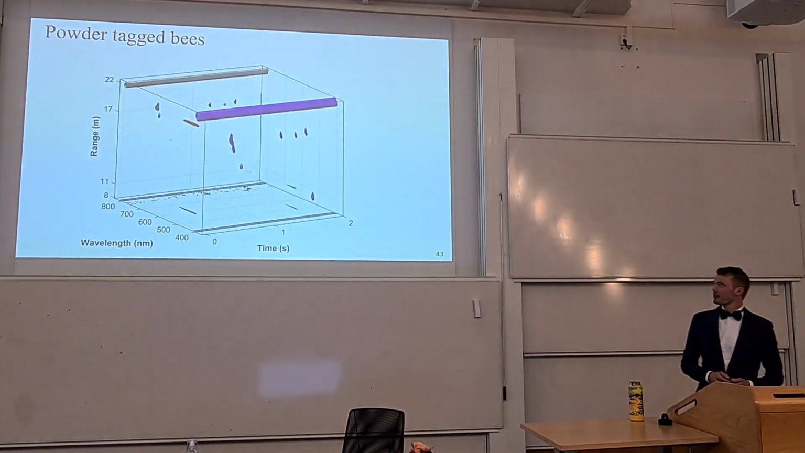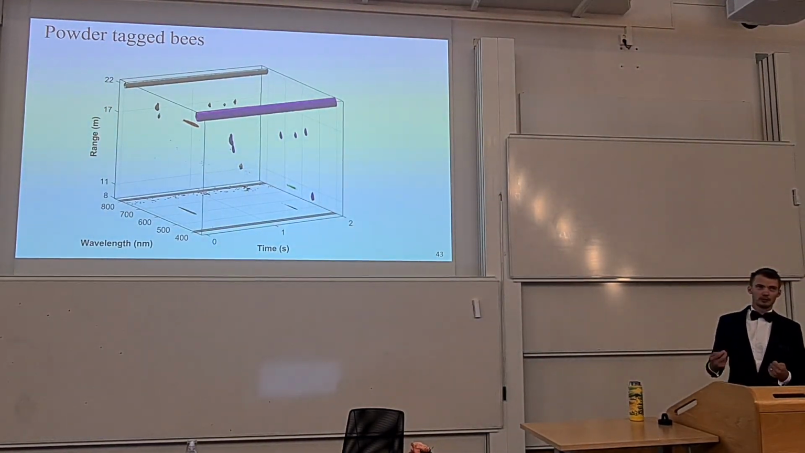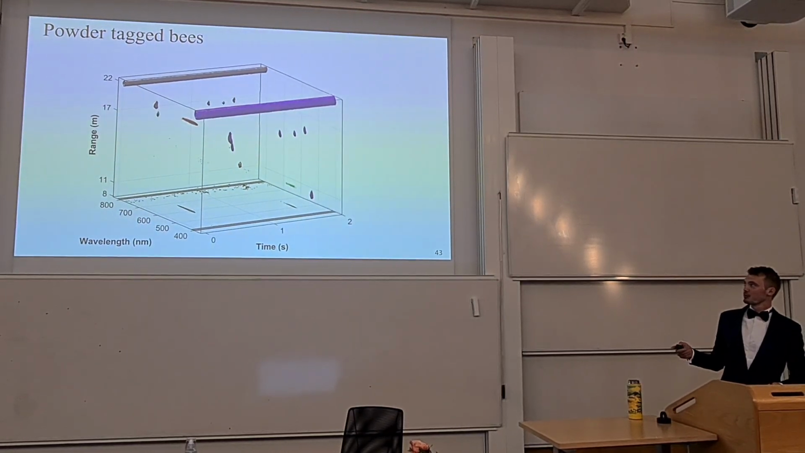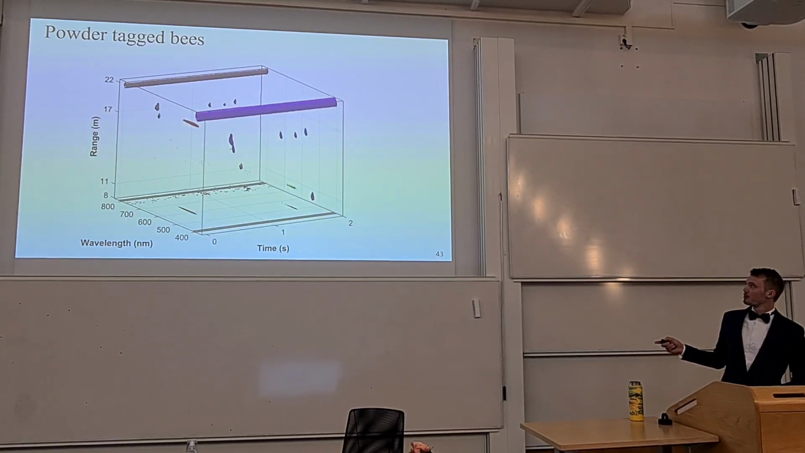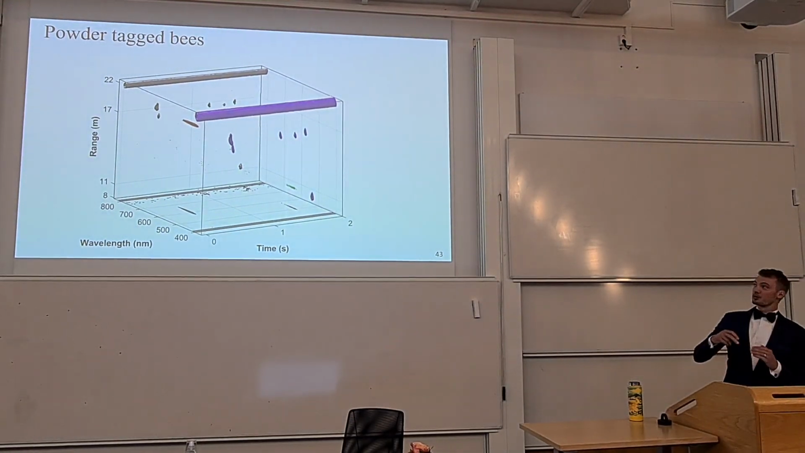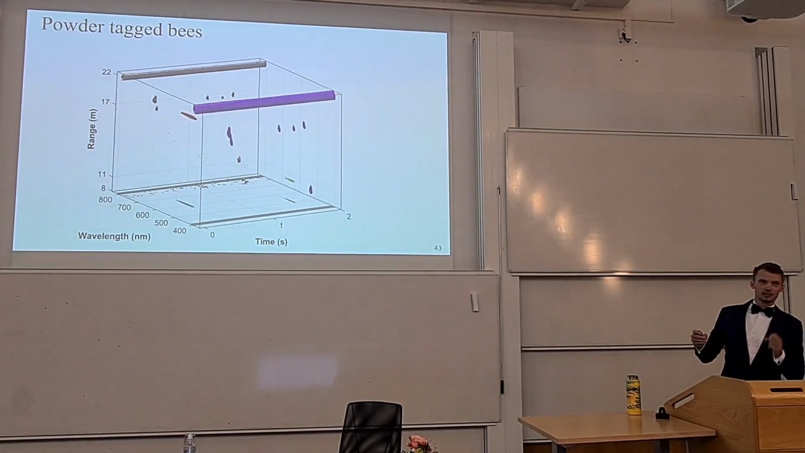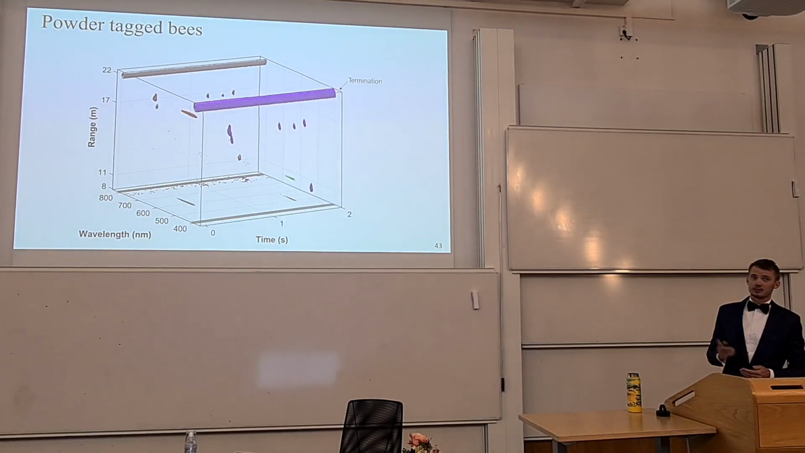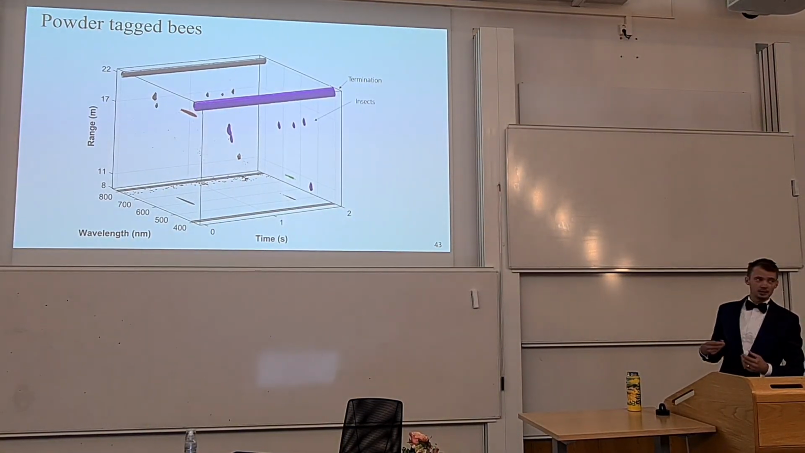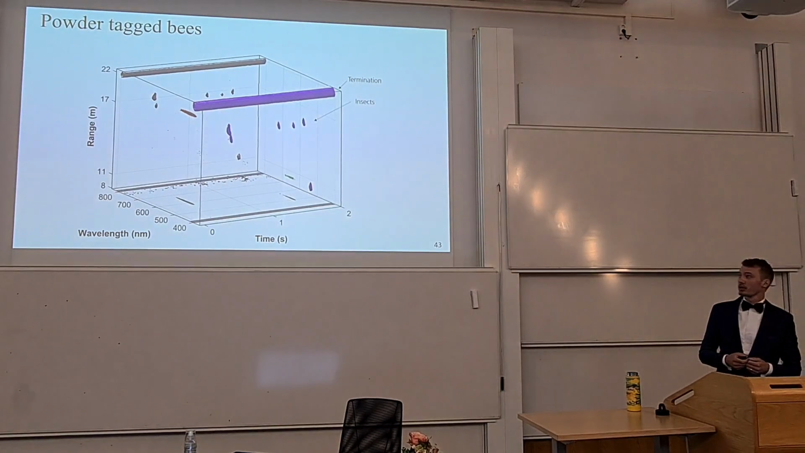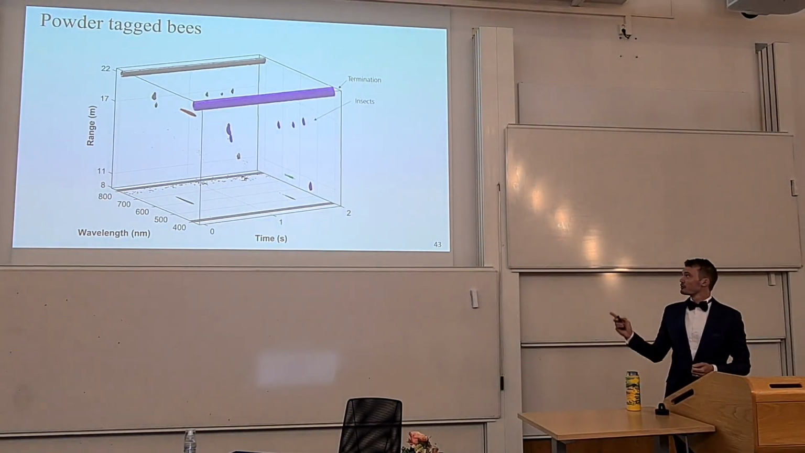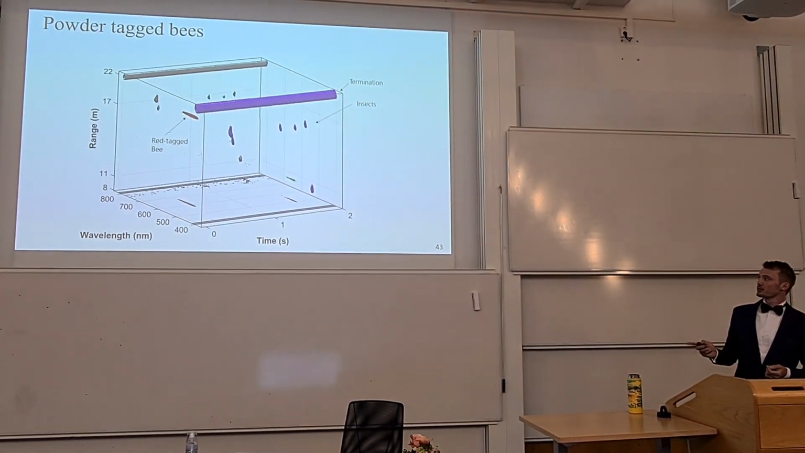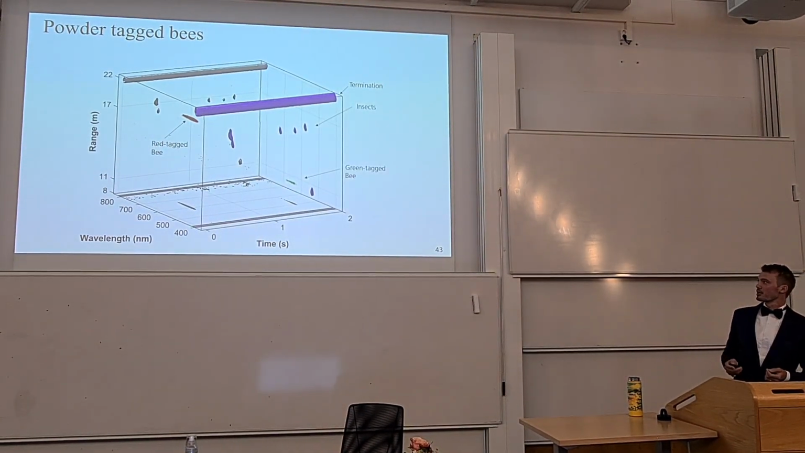So as you remember, we have this data cube that comes from the lidar. So in this case, it's a 2-second measurement, and you can see this purple cylinder here. It's at 22 meters away, and it's there for the whole time. So that is basically where we're aiming the lidar at. It's called the termination. But then there's a bunch of different spots. These are insects that are flying into the lidar. And with some of these insects, we also have a fluorescence signal. So this one is a red tag bee, and that one is a green tag bee.